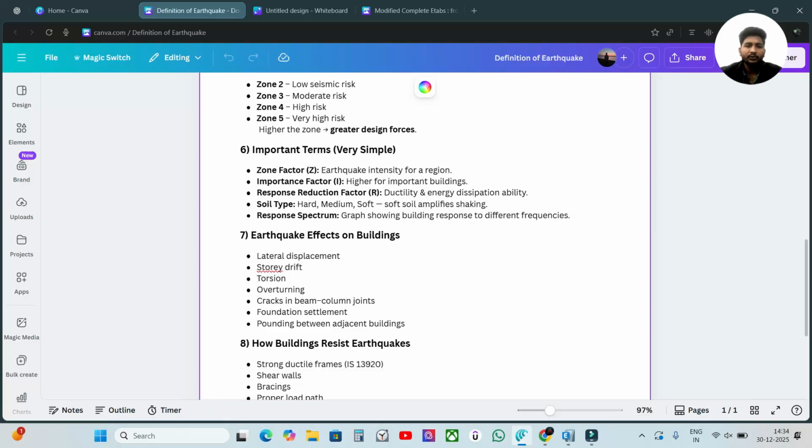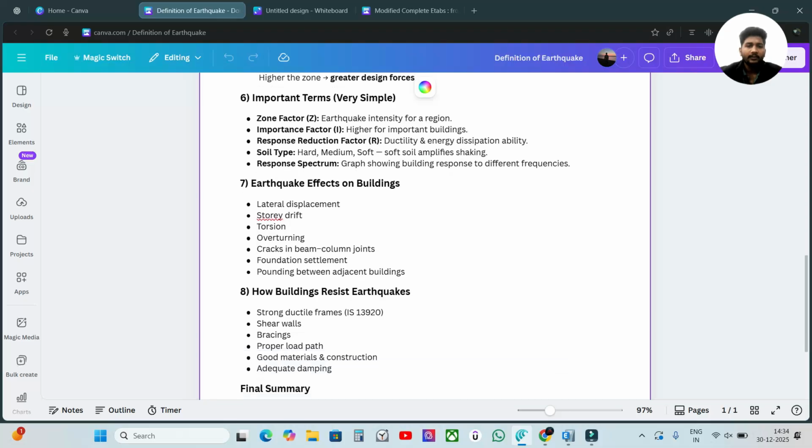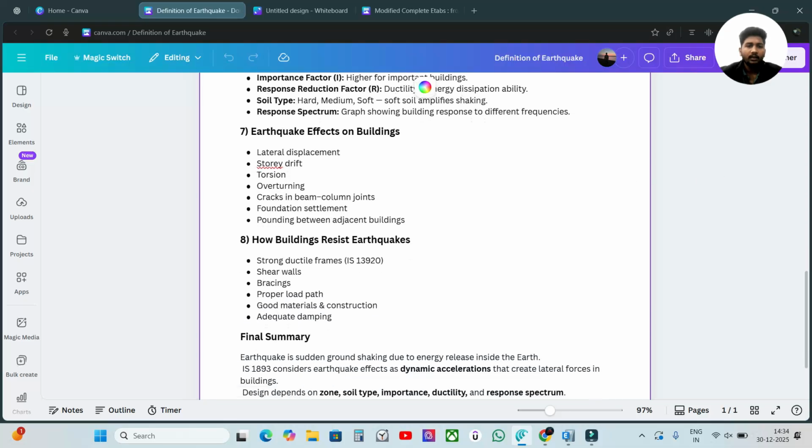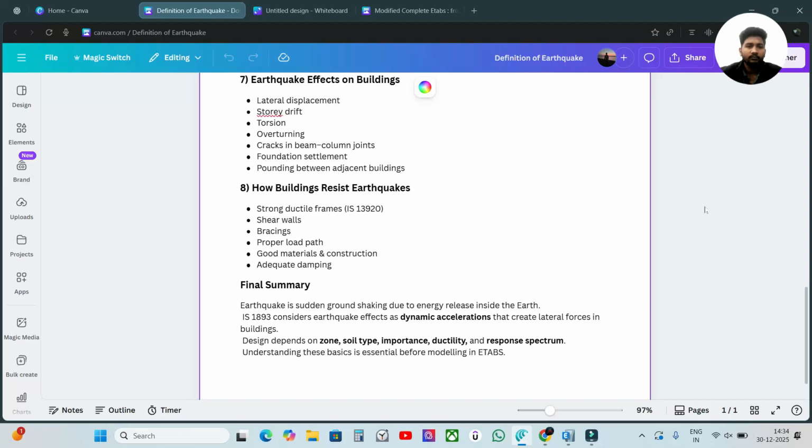Response spectrum is a graph showing the building response to different frequencies. Now, earthquake effects on the building. What are the earthquake effects on the building? The effects of the earthquake on buildings are lateral displacement, story drift, torsion, overturning, cracks in the beam and column joints, then foundation settlement, and pounding between adjacent buildings. These are the earthquake effects on the buildings.